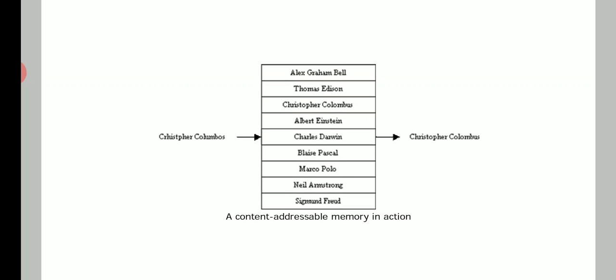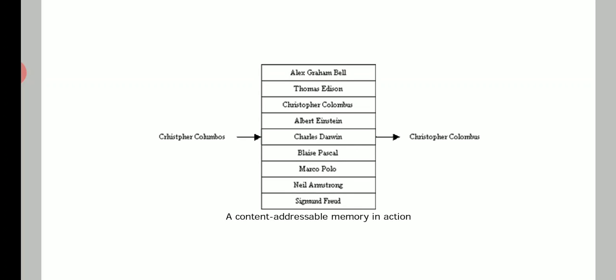Now the input pattern is given to you. You compare the input with the stored patterns inside your brain, and on comparing, you find which one has the most similarity. The input pattern has highest similarity with Christopher Columbus, so your brain gives back Christopher Columbus. This is called content addressable memory. You are addressing the content by some input pattern. Your brain compares the similarity of the input with the stored patterns and gives some output.